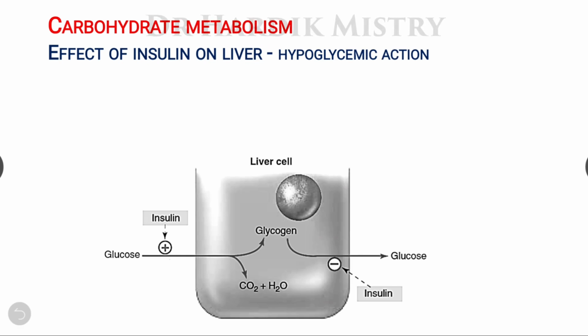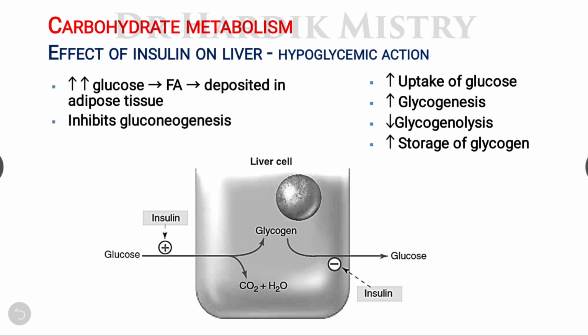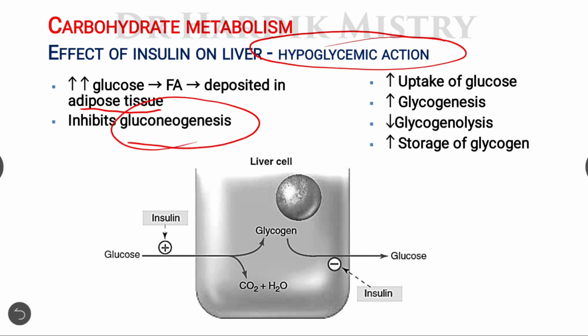Now, carbohydrate metabolism: effect of insulin on the liver. So what is the effect of insulin on the liver? It has a hypoglycemic action, that means on the liver it also causes glucose uptake. The increased glucose uptake is converted to fatty acids, and these fatty acids are deposited into the adipose tissues. It inhibits gluconeogenesis. What is gluconeogenesis? It is the synthesis of glucose from non-carbohydrate sources. So it inhibits the process of gluconeogenesis. It increases the uptake of glucose, increases glycogenesis, decreases glycogenolysis, and increases storage of glycogen.